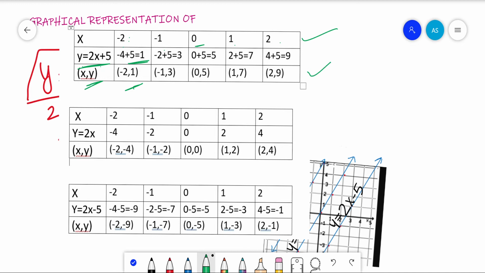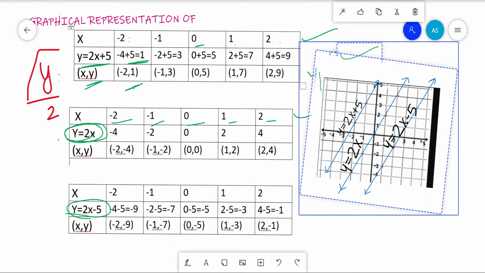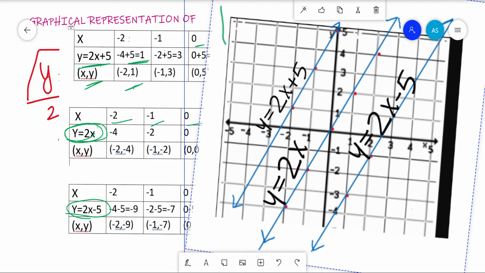Next, another equation, y = 2x. In y = 2x also, consider x values -2, -1, 0, 1, 2, and their respective y values are -4, -2, 0, 2 and 4. Then you have their points. And another equation I am considering is y = 2x - 5. So I am considering three linear polynomials. Observe the graphs of those.